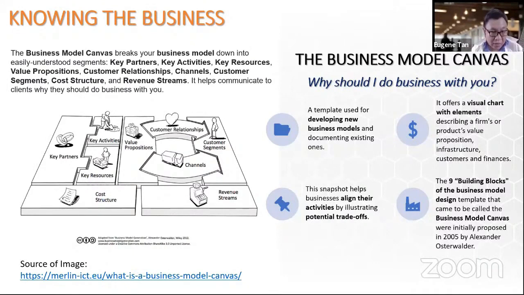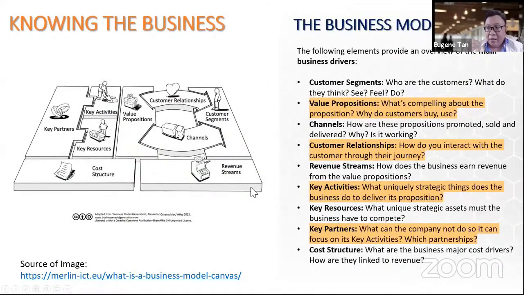So you need to establish all this, and then you look at your revenue streams and your cost structure. This is what we call a systematic way, the business model canvas. I may do a short course for this sometime down the road so that we can all analyze this better, right? And as we said, these are the components: the customer segments, who are the customers, what they think, what they feel; value proposition, what is compelling, what do customers buy and use; the channels, how are these propositions promoted and sold; the customer relationship that you're building; the revenue streams, the key activities, key resources, key partners, and what is your cost structure.